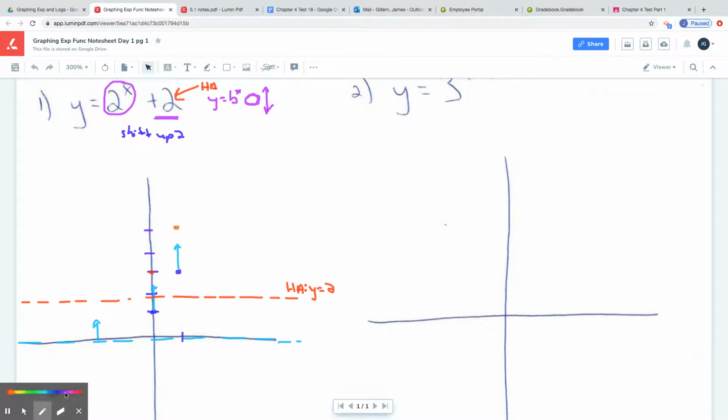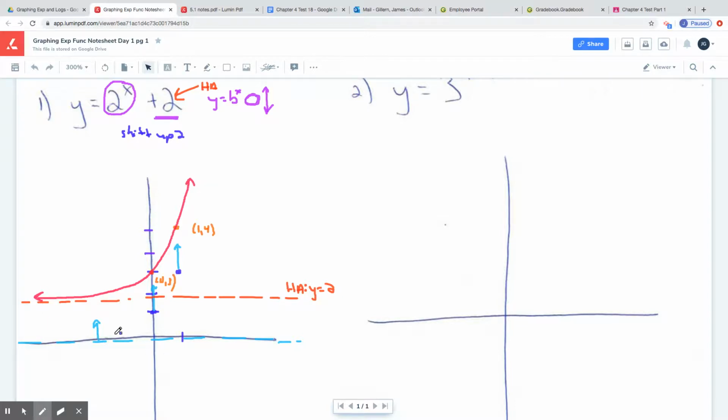a different color, but you get the idea. I'm now going to be at 1, 4. So I'm at 1, 4, and 0, 3. And then there's my asymptote. Then I go ahead and draw my line. It doesn't cross the asymptote, and it looks like that.